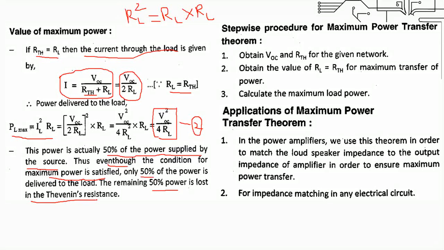Okay, so we will stop here. In the next lecture we will discuss the numericals on the MPT theorem, and then after numericals we will discuss the reciprocity theorem, then numericals on reciprocity, and the last point after reciprocity will be duality of a network. We have to study the duality principle.